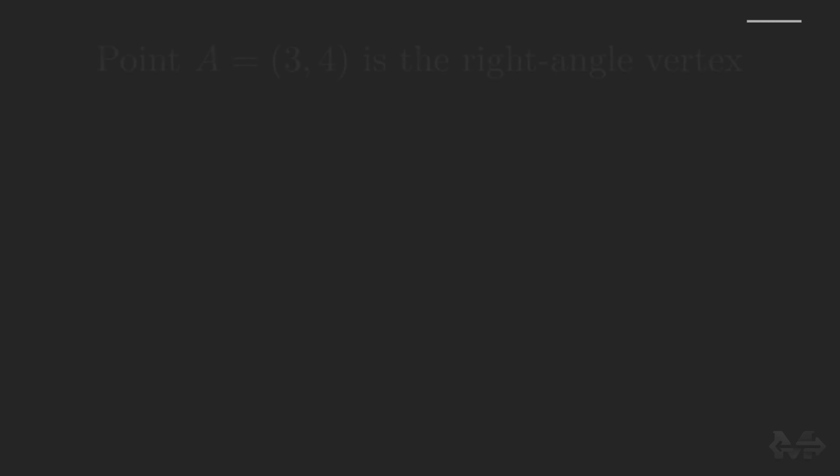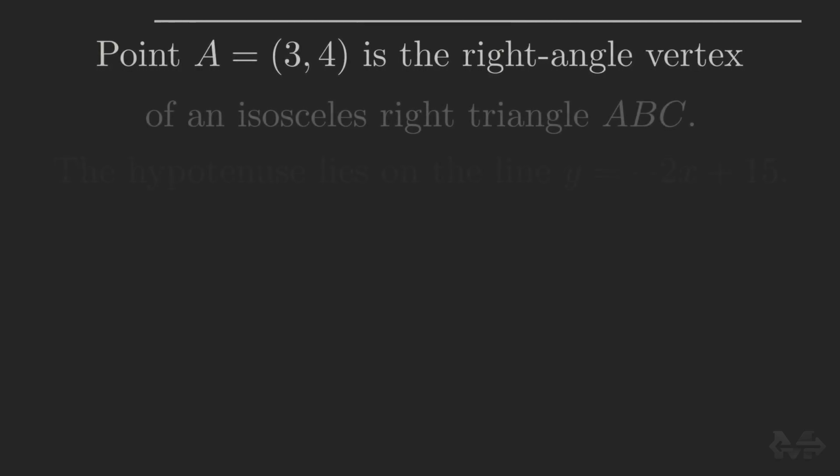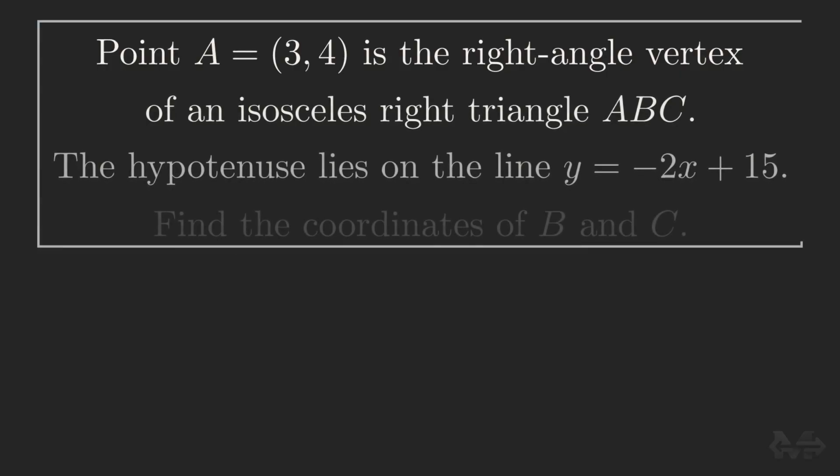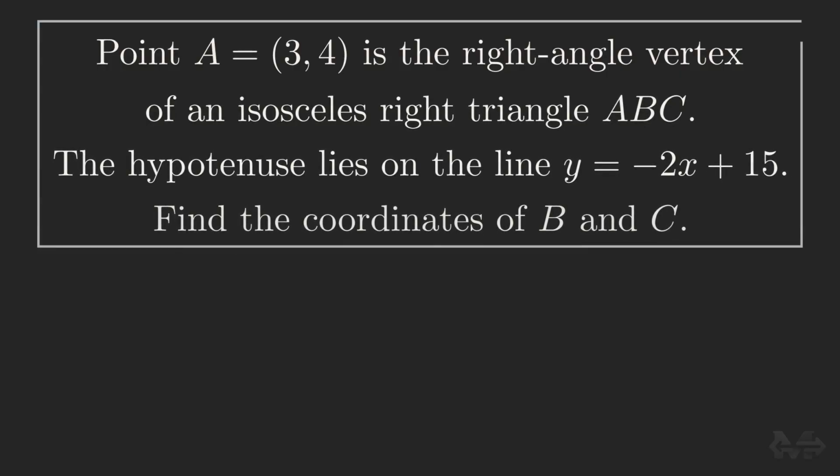We are given the point A(3, 4). This point is the right angle vertex of an isosceles right triangle. The hypotenuse lies on the line y = -2x + 15. And we want to find the coordinates of points B and C.